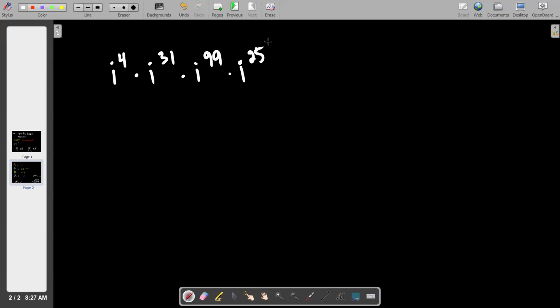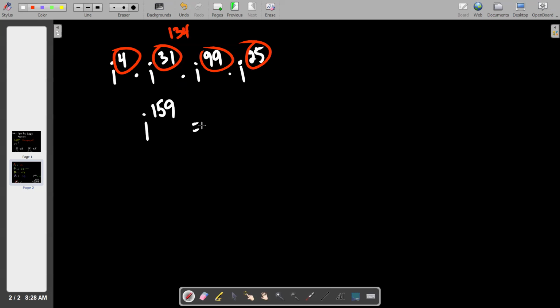Add them together. Good job, Kane. Some people say, well, I could just go through and do each one. Yeah, those people, that's crazy. Use your properties of exponents. What's 4 plus 31? What's 35 plus 99? That's 134 so far. And what's 134 plus 25? 159. So this problem really is just asking you for i to the 159th power.